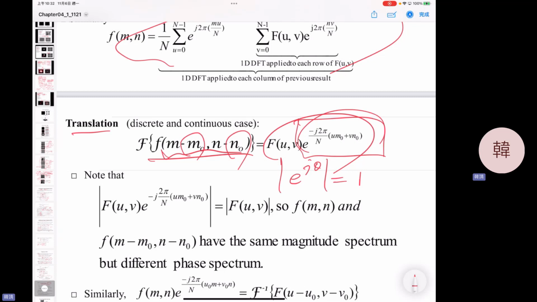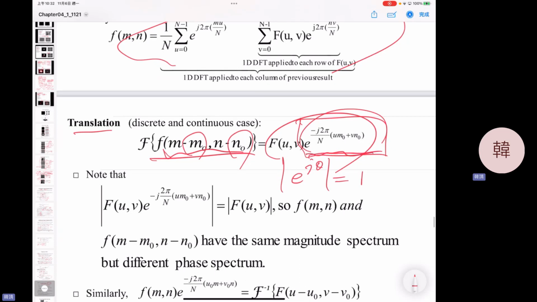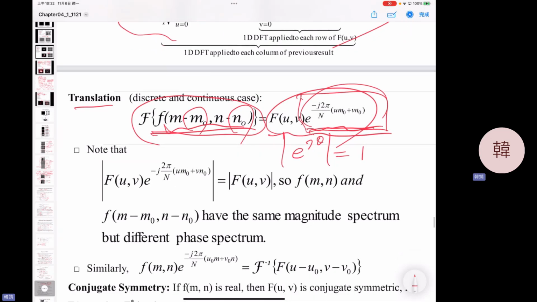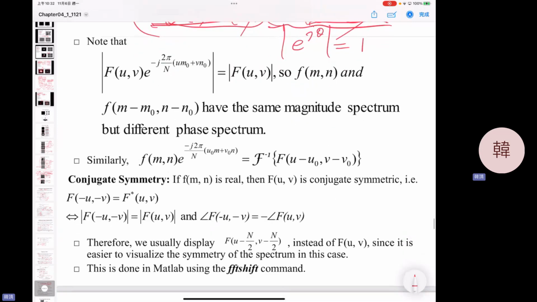If you make some small change in location, when you inverse transform back to your original image, it will be totally different from your expectation. So the angle is still important. The phase spectrum is important to be well controlled. So remember, if you shift your image in the spatial domain, in the frequency domain the magnitude is the same, but the phase spectrum will be changed. Okay, so this is the idea.